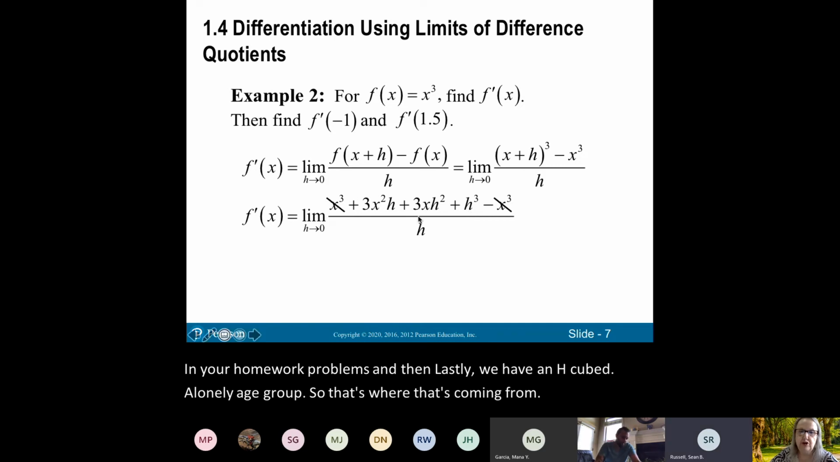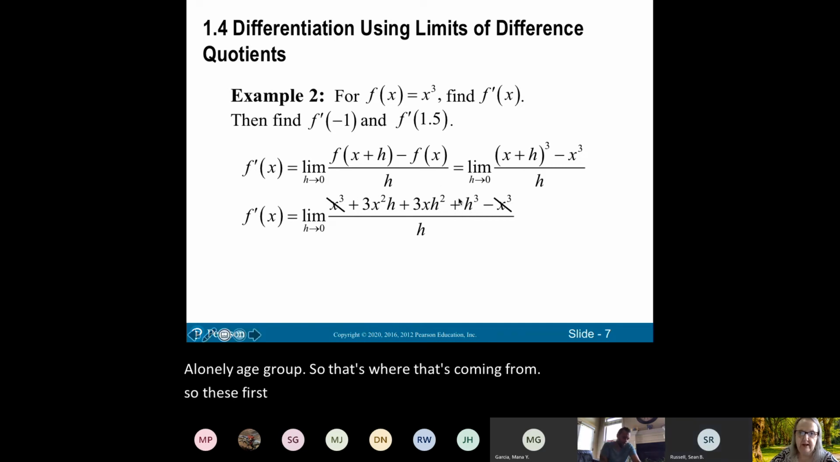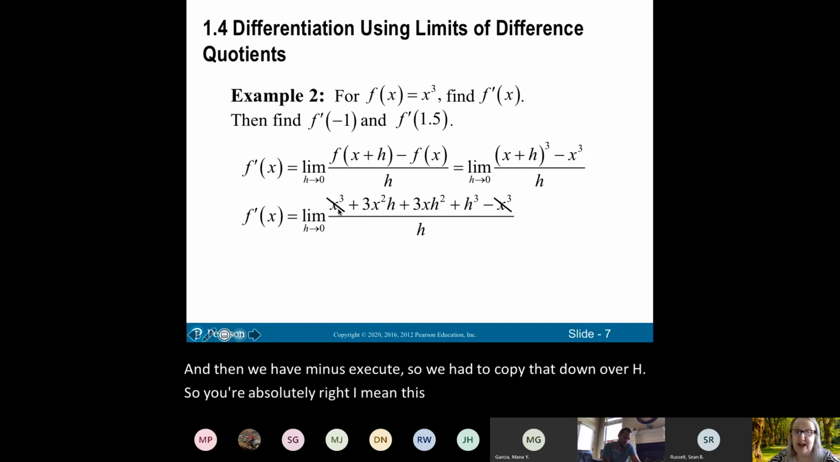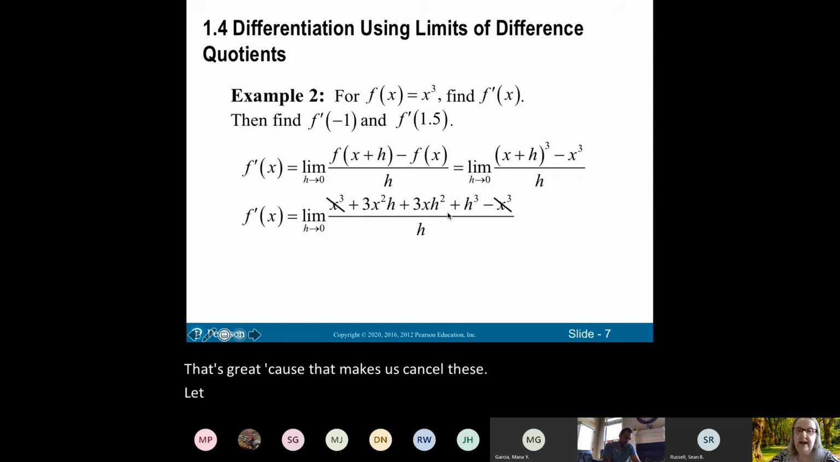So these first 4 terms right here came from this right here. And then we have minus x cubed. So we had to copy that down over h. So you're absolutely right, this x cubed here helps us, that's great, because that makes us cancel these. But it's real important to know what we have in the middle here.